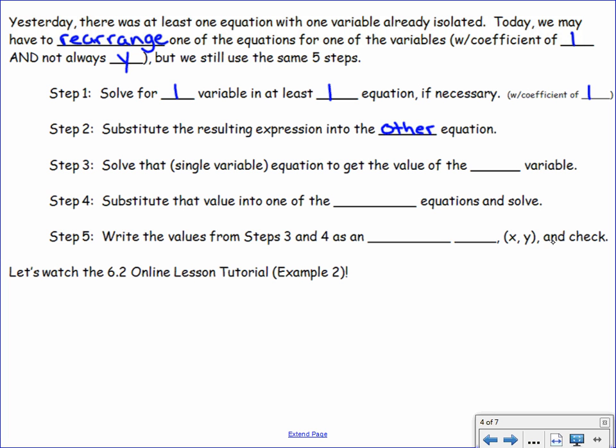Step 3. Solve the single variable equation to get the value of the first variable. Step 4. Substitute that value into one of the original equations and solve. Step 5. Write the values from steps 3 and 4 as an ordered pair. Remember, in an ordered pair, the x value comes first and then the y value. And then check your answer.